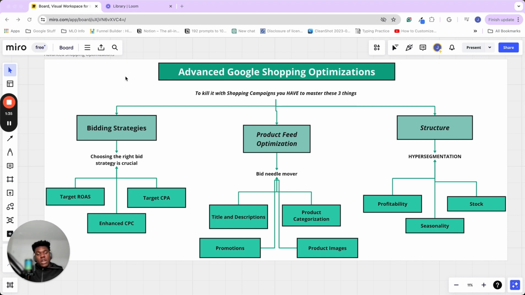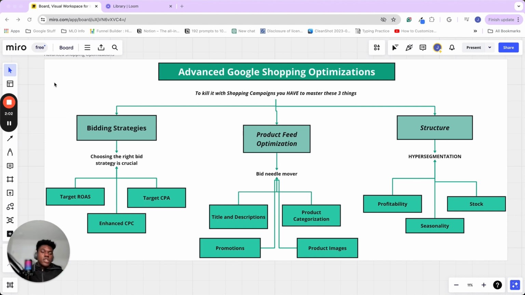We're going to focus on target ROAS, enhanced CPC, and target CPA, because these are the ones that utilize the smart bidding that we love so much, and that's why we use Google. These three bidding strategies have also given us the best results when it comes to Google Shopping ads. So we're going to dive a little bit deeper into each of these categories, and I'll walk you through them.